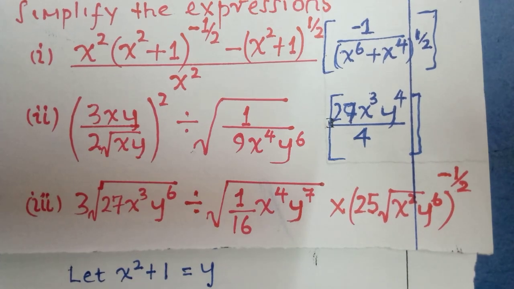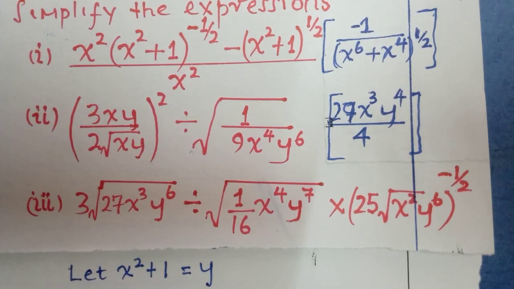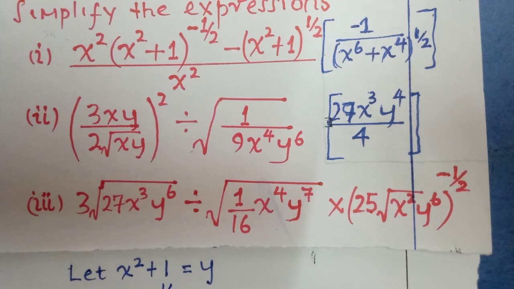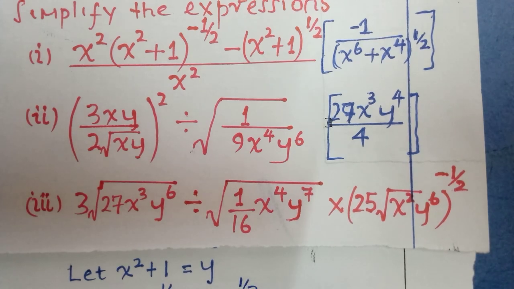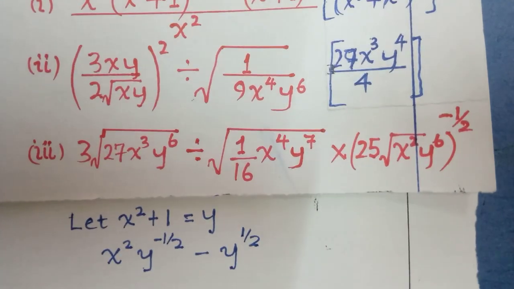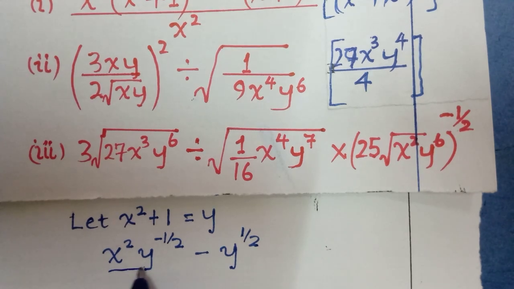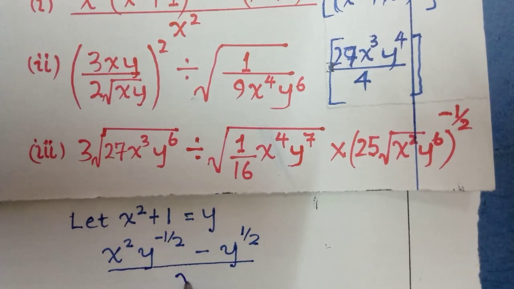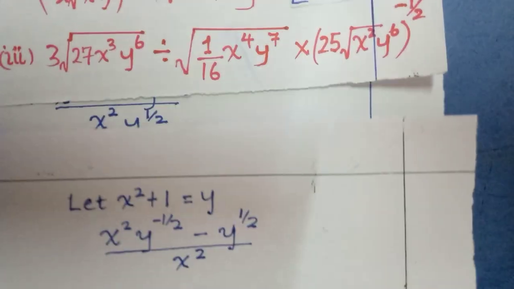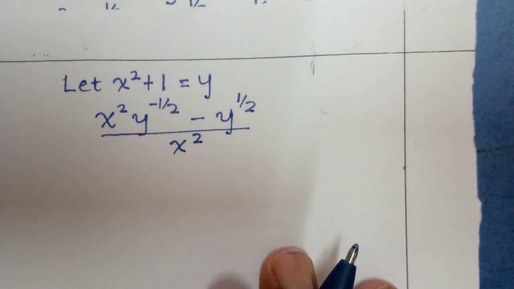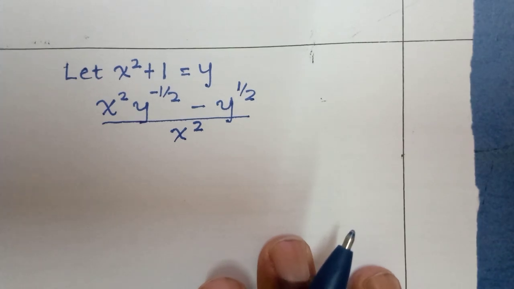So I'll have x squared, then I write y raised to negative a half minus y raised to a half, like that. Now you divide by x squared. So now I can keep the question aside and I continue now to do the question here.